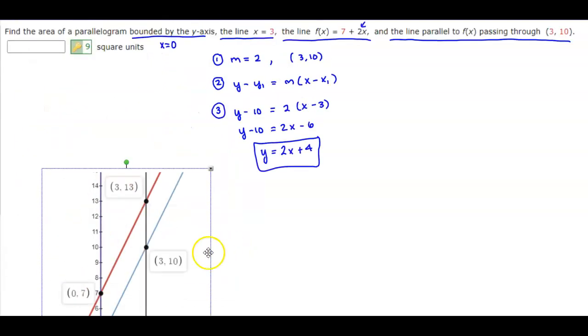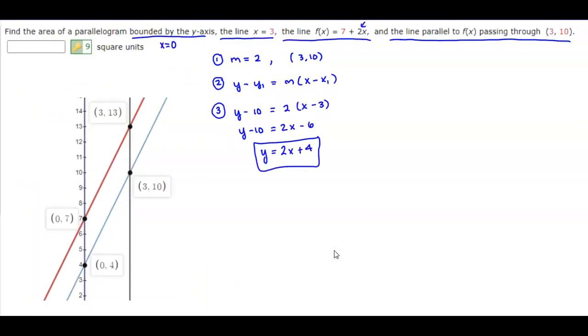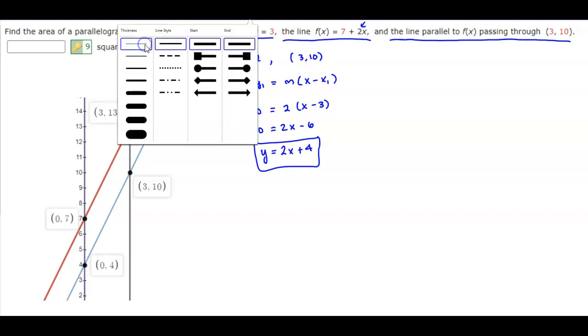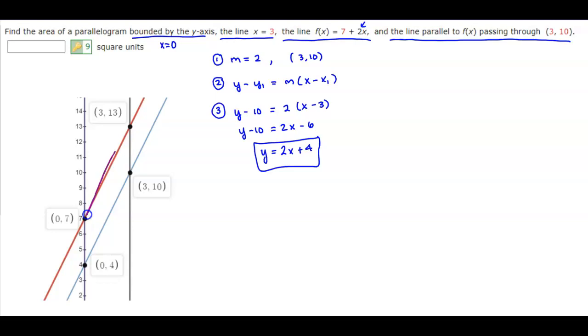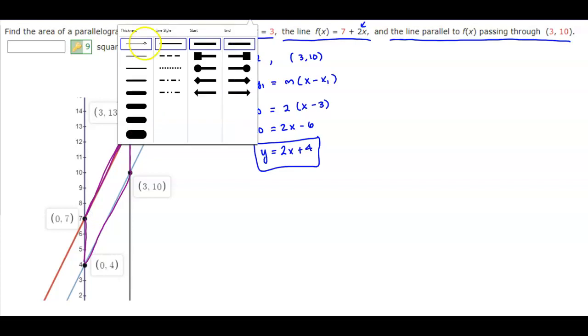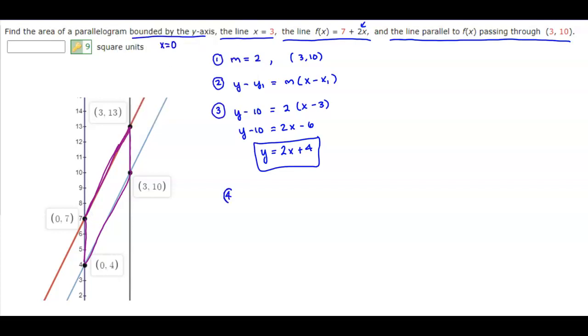I want to outline what the parallelogram represents here. So here we have the parallelogram, and it's bounded by the y-axis. There is our parallelogram. What we want to figure out is the area of the parallelogram. What do we know about the formula for the area of a parallelogram? The area of a parallelogram is equal to the base times the height.